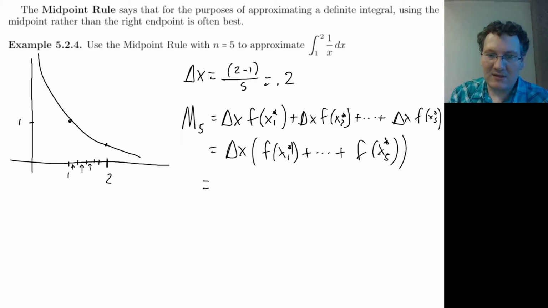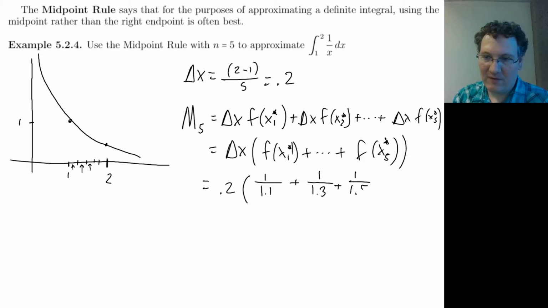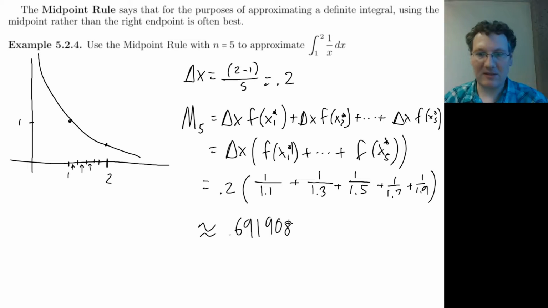Okay. Now the delta x's are all 0.2, and the first x1 star is going to be halfway between 1.0 and 1.2. That's 1.1. And then we have 1 over 1.3 plus 1 over 1.5 plus 1 over 1.7 plus 1 over 1.9. Approximately, this comes out to 0.691908. You can round it off to a different number of places.